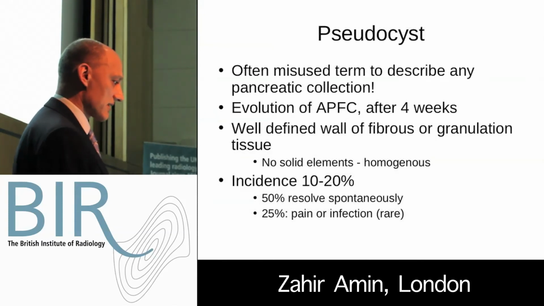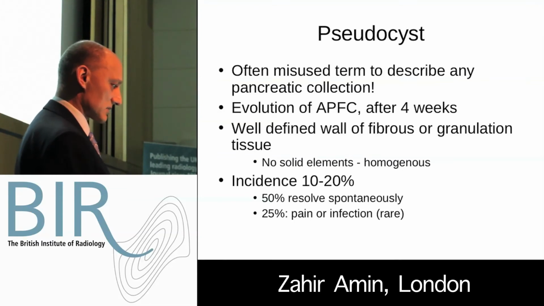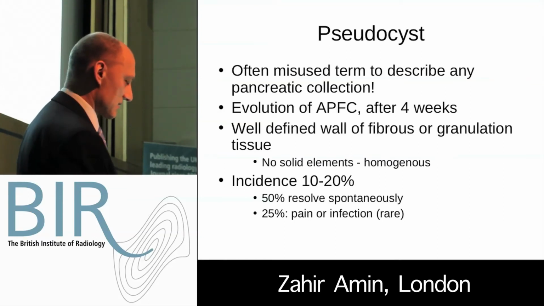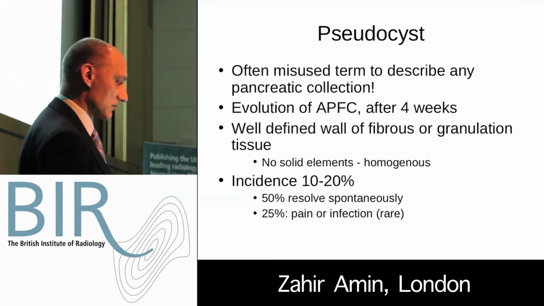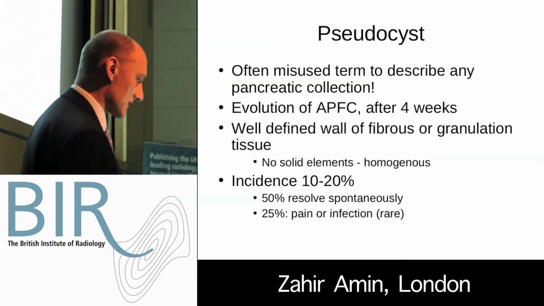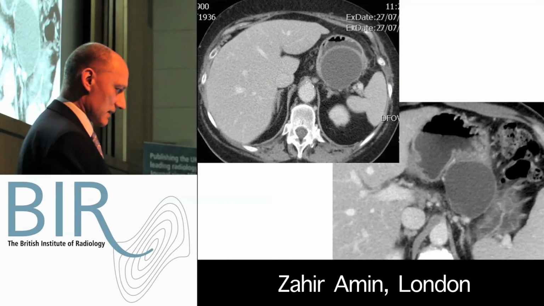So pseudocyst is a very misused term. A lot of people are used to describing any pancreatic collection as pseudocyst, which is clearly wrong. Pseudocysts are the evolution of the simple fluid collection, the acute peripancreatic fluid collection, after 4 weeks when it gets walled off. And the wall is a well-defined wall of fibrous or granulation tissue without any solid elements, as it should be of homogeneous density. Half of these pseudocysts resolve spontaneously, and some can go on to cause pain and infection, although infection is rare. Here are some examples of pseudocysts up against the posterior wall of the stomach, thin-walled, homogeneously low density on CT.